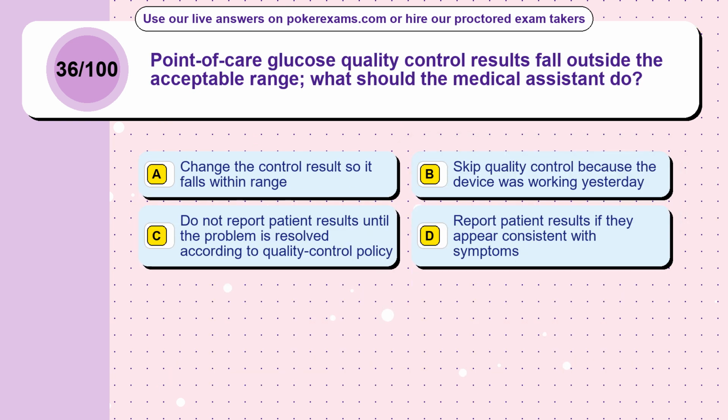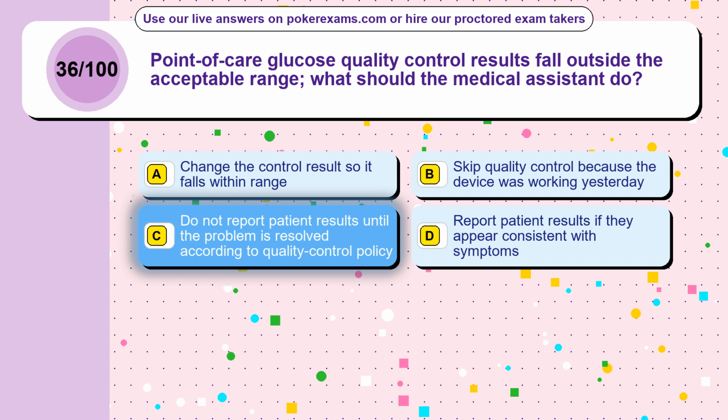Question 36. Point-of-care glucose quality control results fall outside the acceptable range. What should the medical assistant do? Option A. Change the control result so it falls within range. Option B. Skip quality control because the device was working yesterday. Option C. Do not report patient results until the problem is resolved according to quality control policy. Option D. Report patient results if they appear consistent with symptoms.